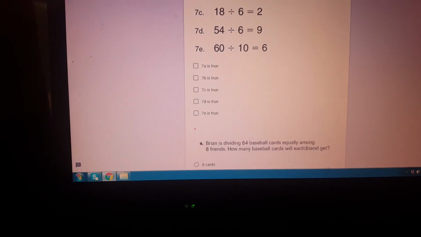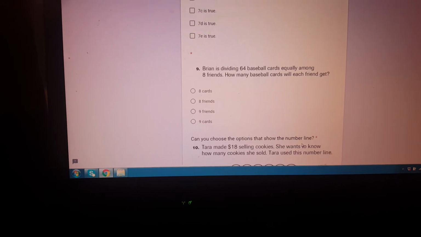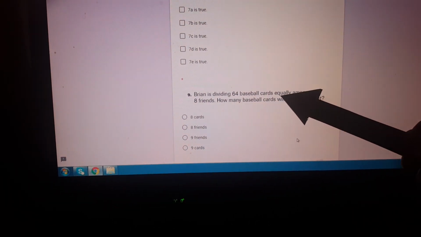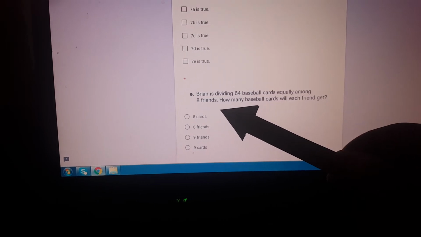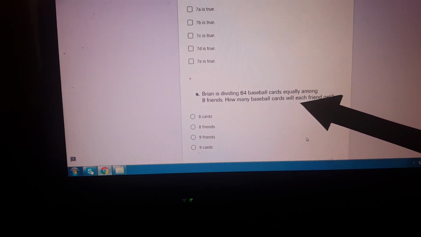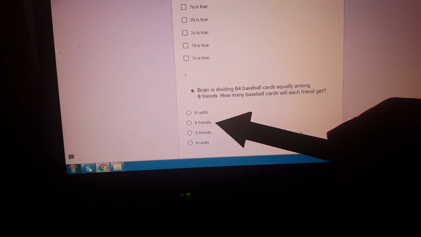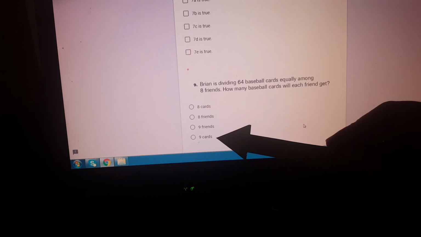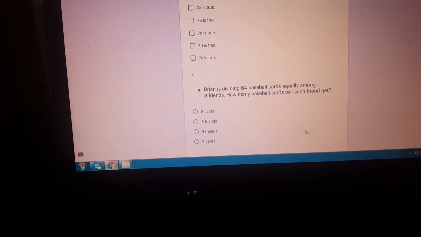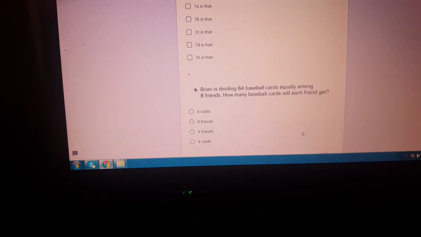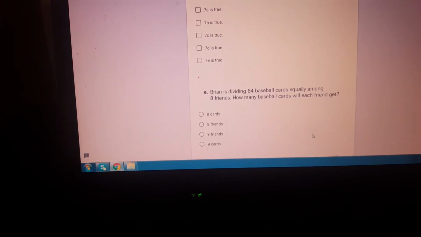Moving on, we're doing number 9. Number 9 says, Brian is dividing 64 baseball cards equally among 8 friends. How many baseball cards will each friend get? Will each friend get 8 cards? Will each friend get 8 friends? Will each friend get 9 friends? Or will each friend get 9 cards? Show me some evidence in your journal. Pause if you need more time.